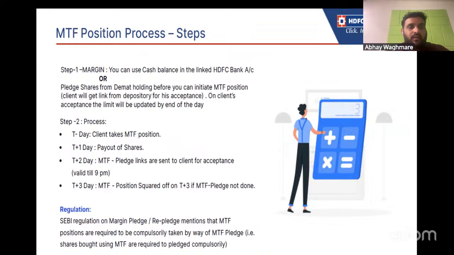Now, let's take an example. You take a position today. In T plus 1 day, the shares are credited, and what you have to do is simply click on the link and pledge your position. If you don't do that on T plus 3 day, your position is squared off automatically.